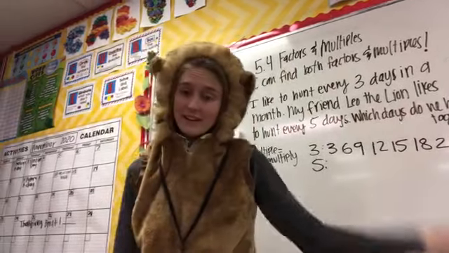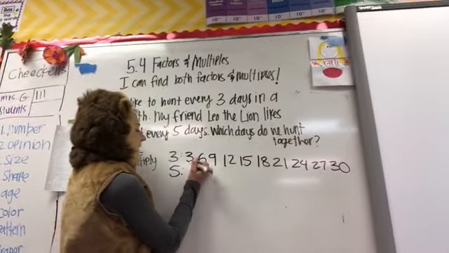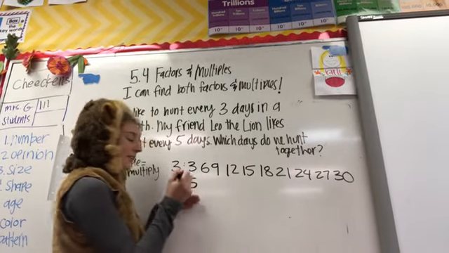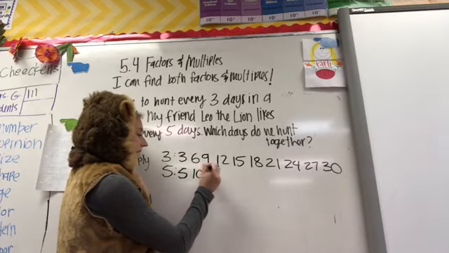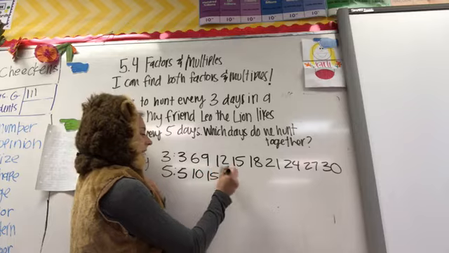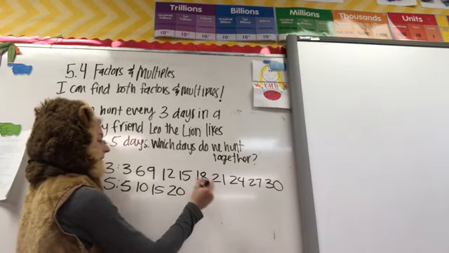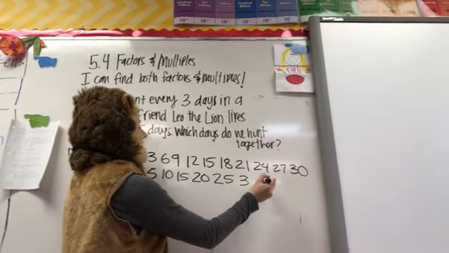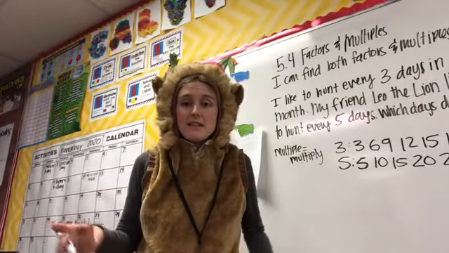But my friend Leo likes to hunt every 5th day. So let's see what days of the month he's going to be hunting on. So he's going to hunt on that first 5th. So 1 times 5. You always have to start with the 1. 5 times 2 is 10. 5 times 3 is 15. And then we count 20. We've got to get all the way to 30 because that's how many days are in a month. 25, 30.